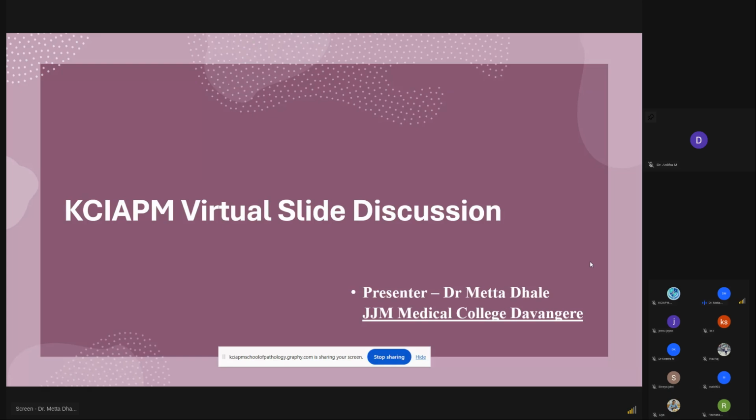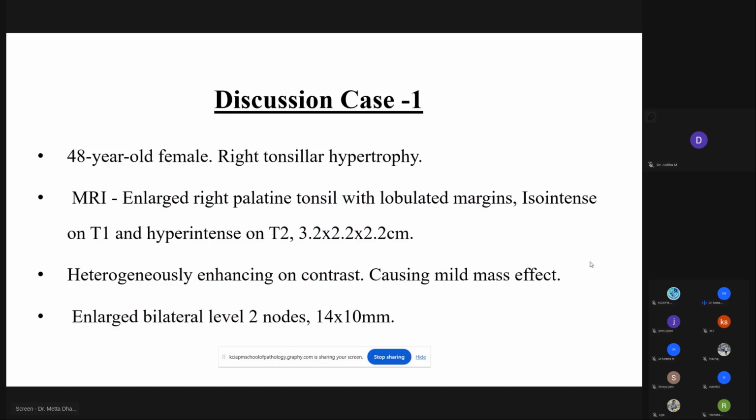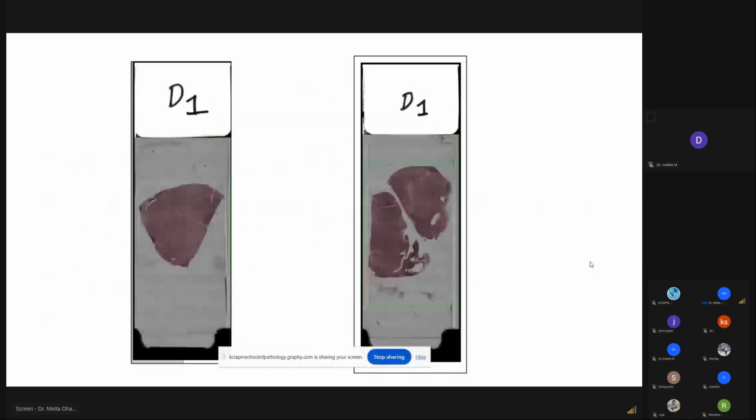Good afternoon. Myself, Dr. Mehta from JJ Medical College, Davangere, will be presenting discussion case 1. History being a 48-year-old female, right tonsillar hypertrophy. MRI: enlarged right palatine tonsils with lobulated margins, isointense on T1 and hyperintense on T2, 3.2 x 2.2 x 2.2 centimeters, heterogeneously enhancing on contrast, causing mild mass effect, enlarged bilateral level 2 nodes, 14 x 10 mm.